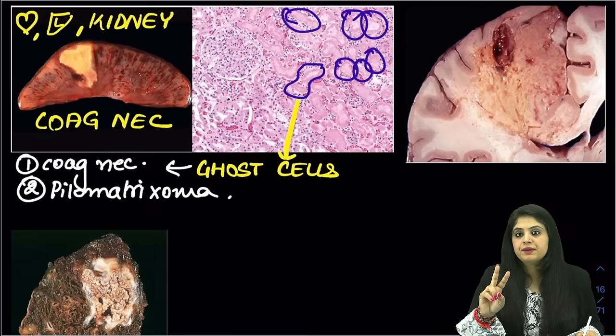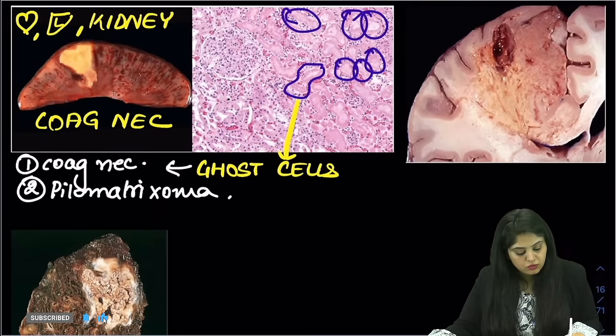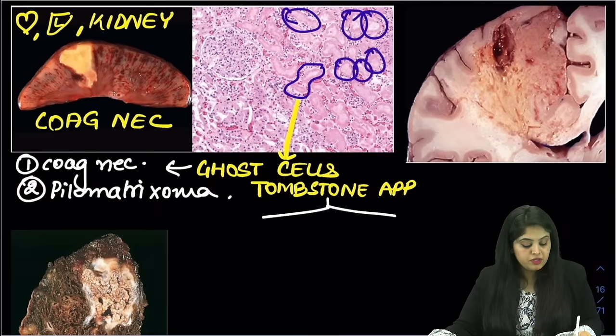Now, when there are so many ghosts, this picture is full of ghosts, very scary place this is. Can I call it a graveyard? Can I call it tombstone? Is this also known as the tombstone appearance? So many ghosts, it's a full graveyard. Tombstone appearance. Now tell me one thing. Where all in pathology do you see tombstone appearance? Number one, you see it in coagulative necrosis.